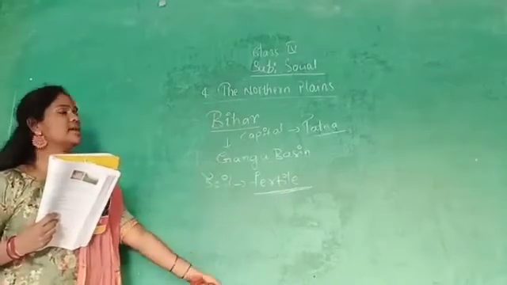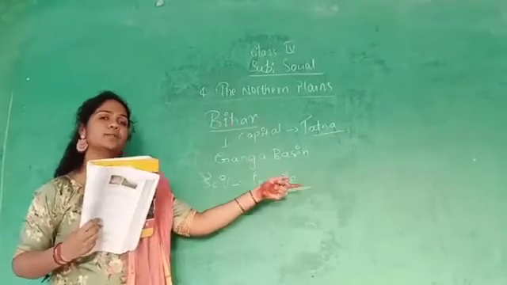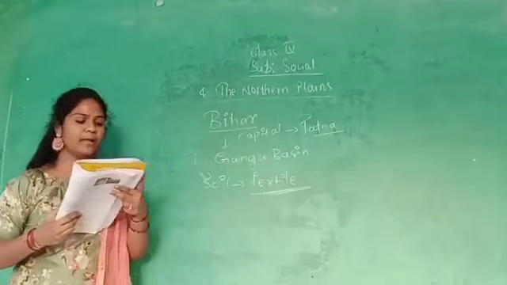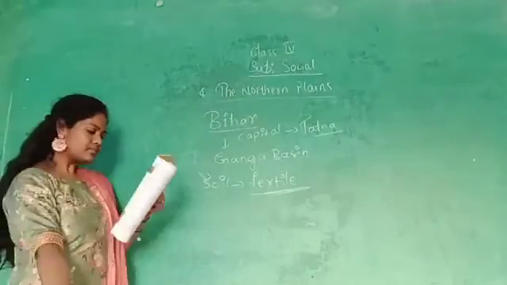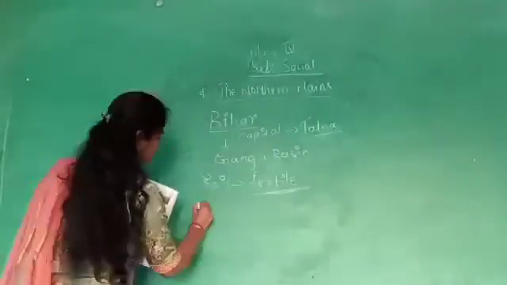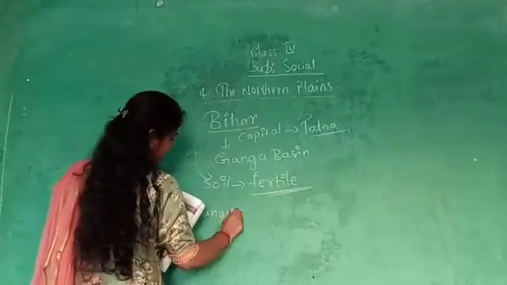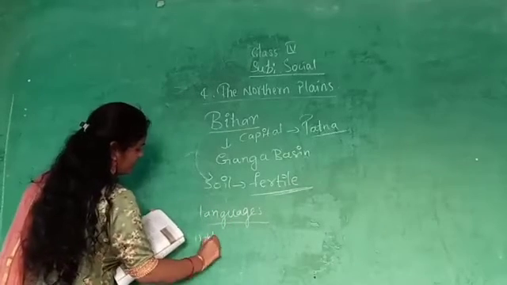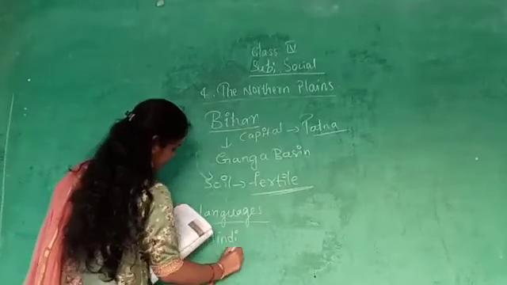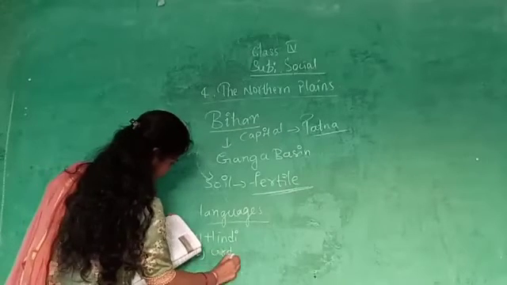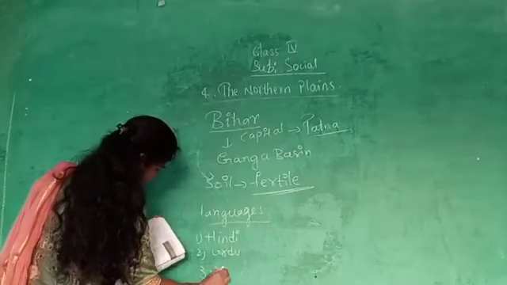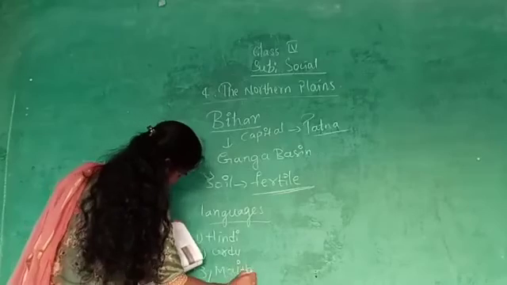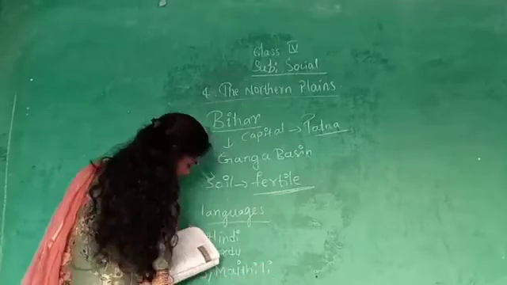Here whatever the industries are there, they are related to agriculture only. Okay, and what are the languages here? Hindi, Urdu, Maithili are the main languages of the state.